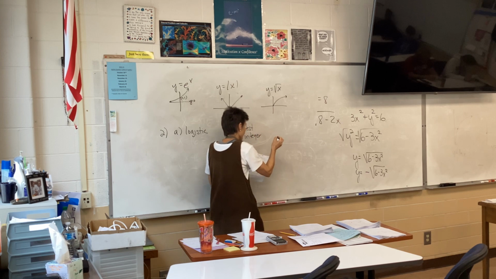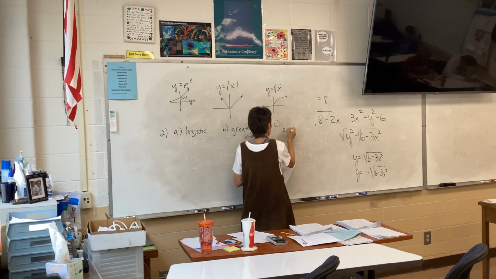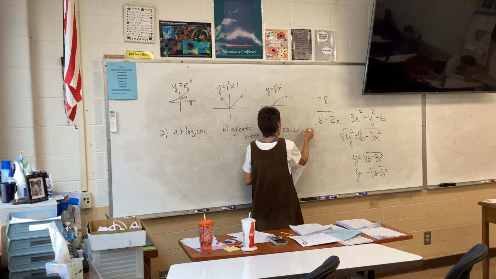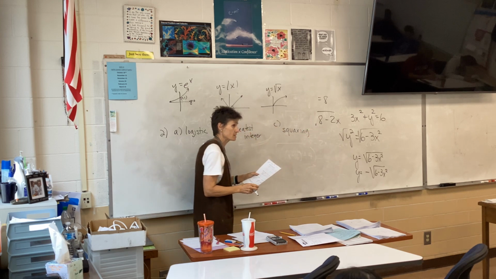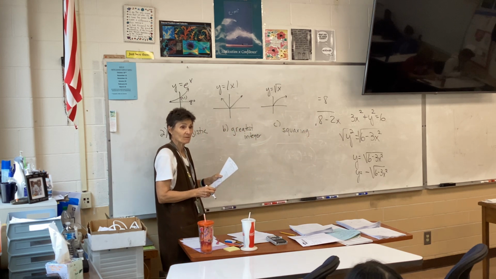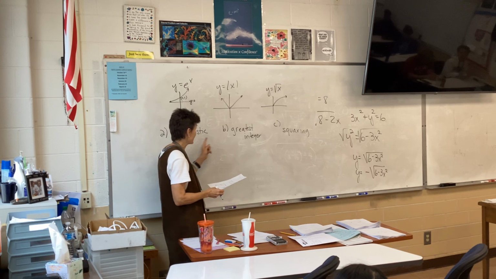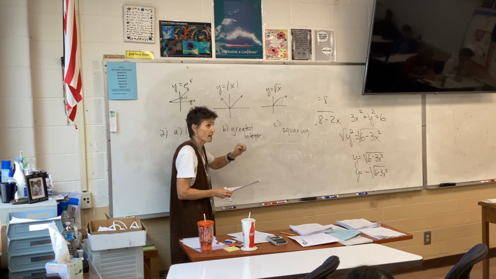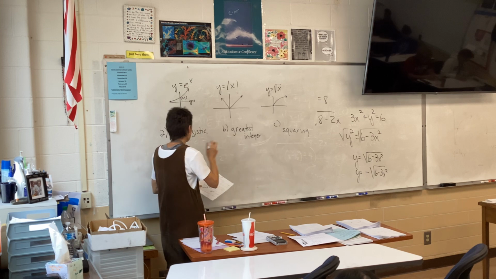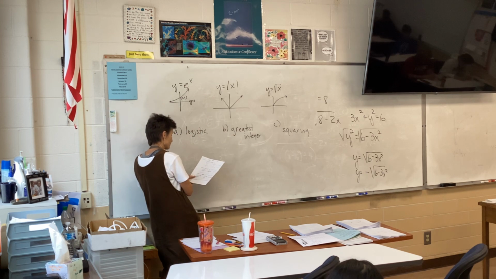And how about number 3? Or C? Squared. Now kids, pay attention to the directions. It said write the name of the function. So that's what I did. I wrote the name of the functions, not the equation. For 3, I'm going to write the equation.